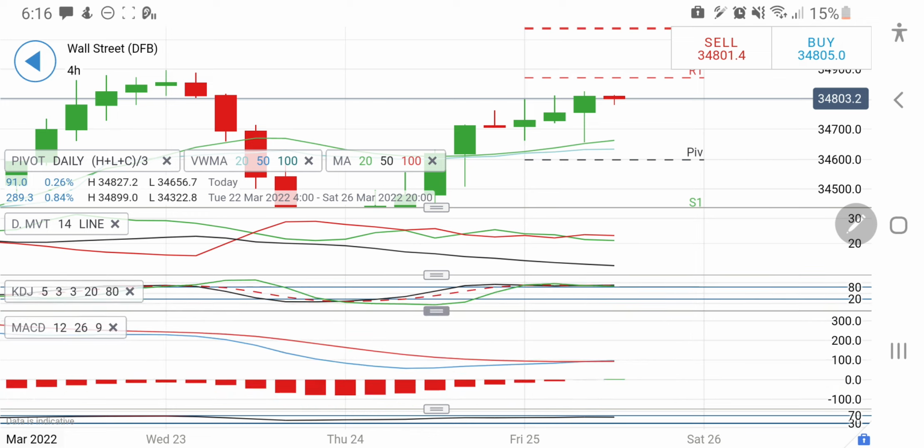Now let's look at the daily charts. On the daily chart, see 34,900. Here is the resistance, 34,950. This is the 100 period resistance. Beyond that, definitely it is going to fly.